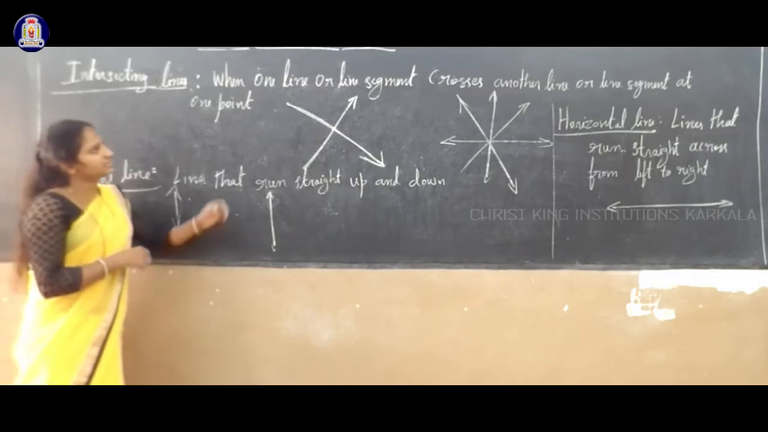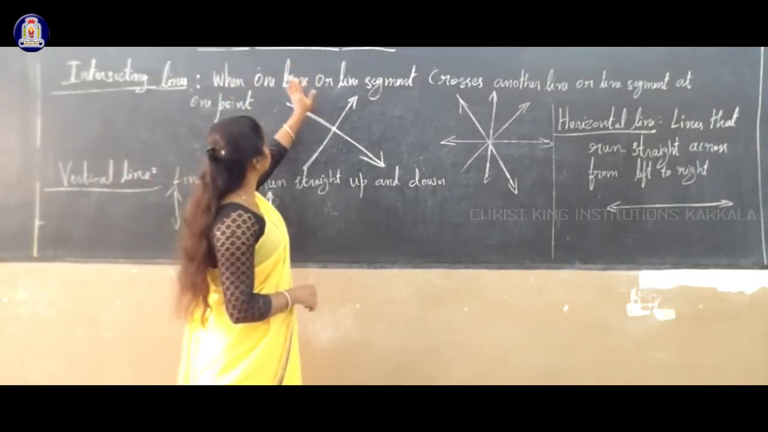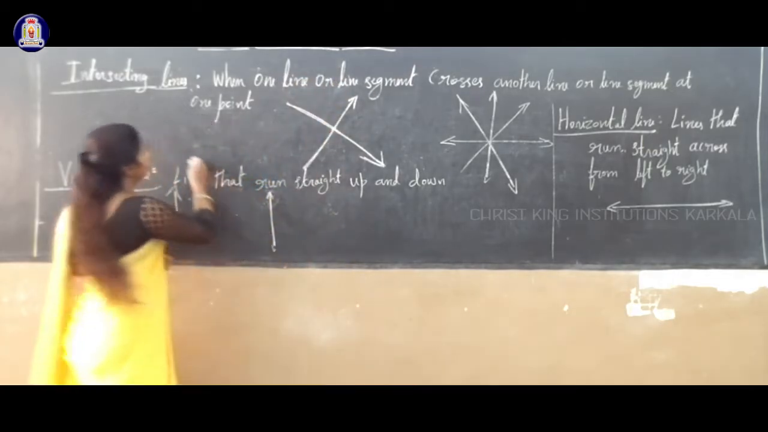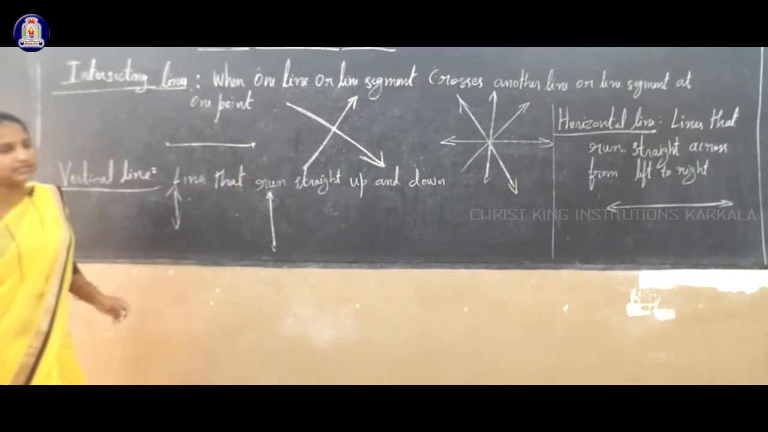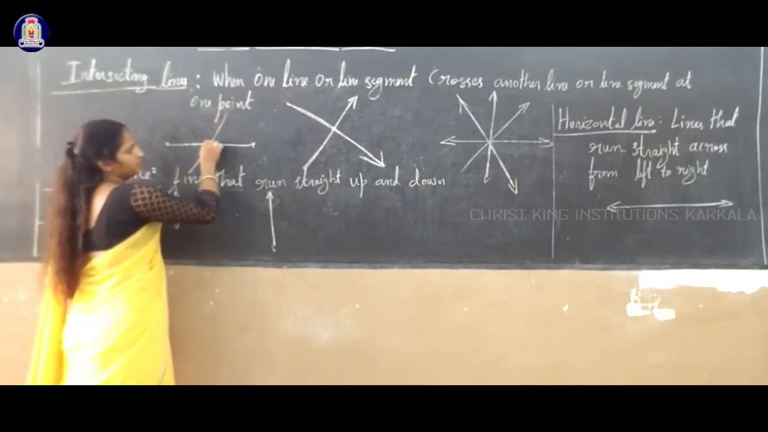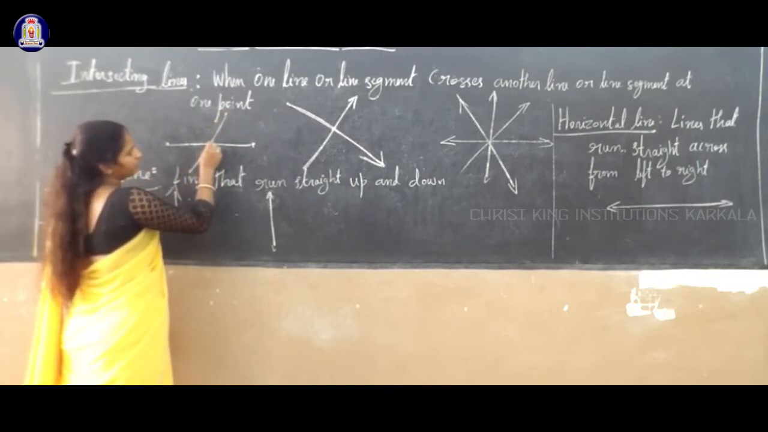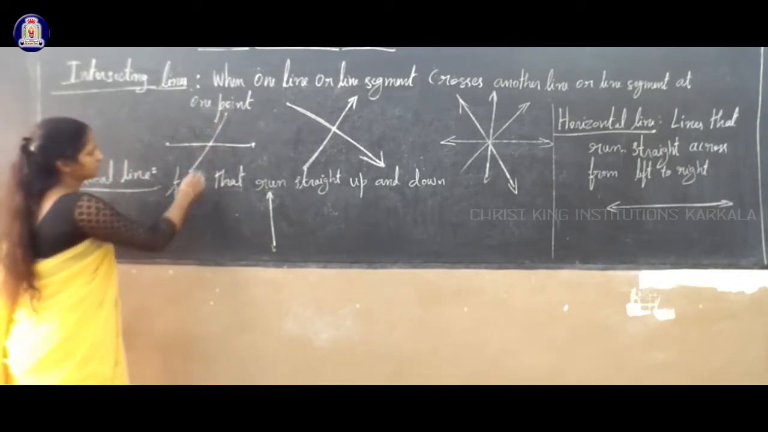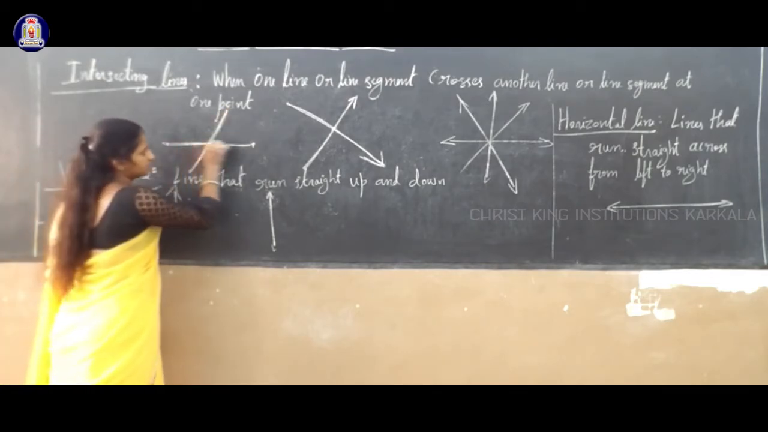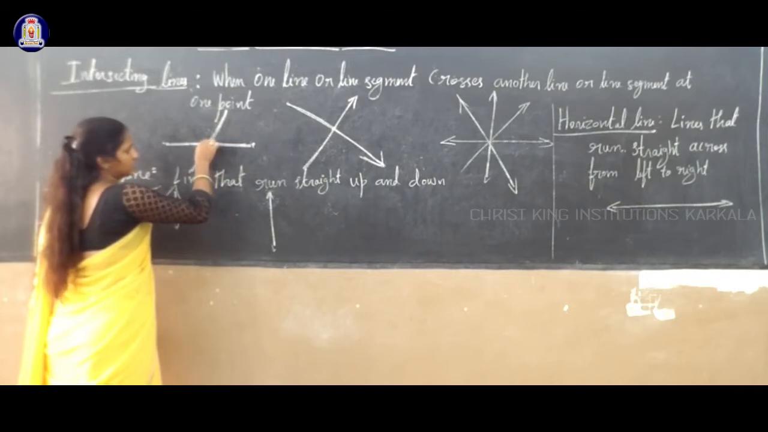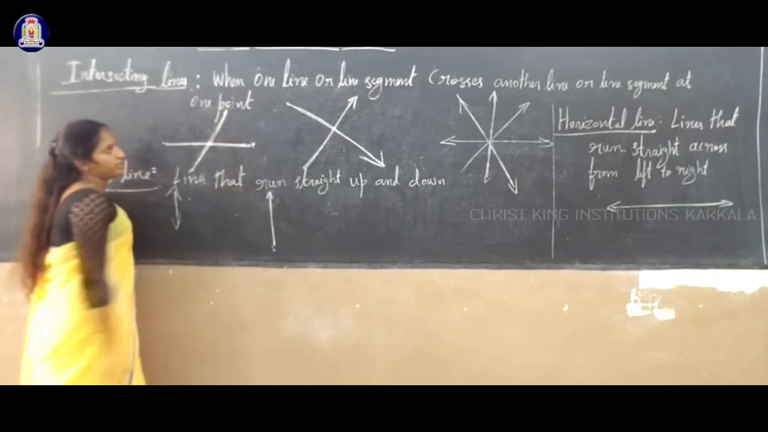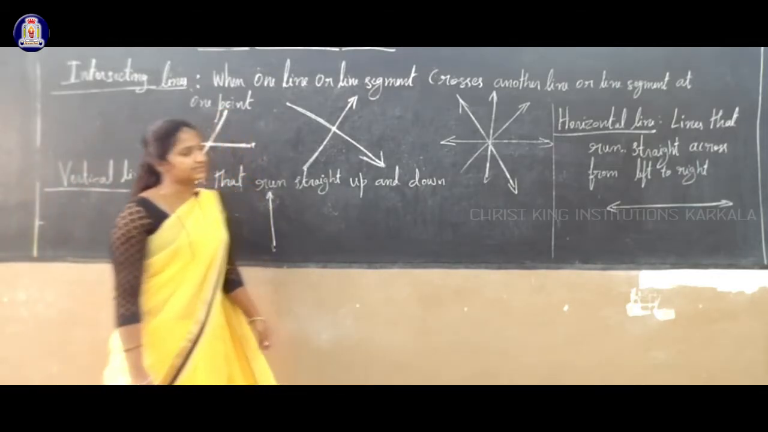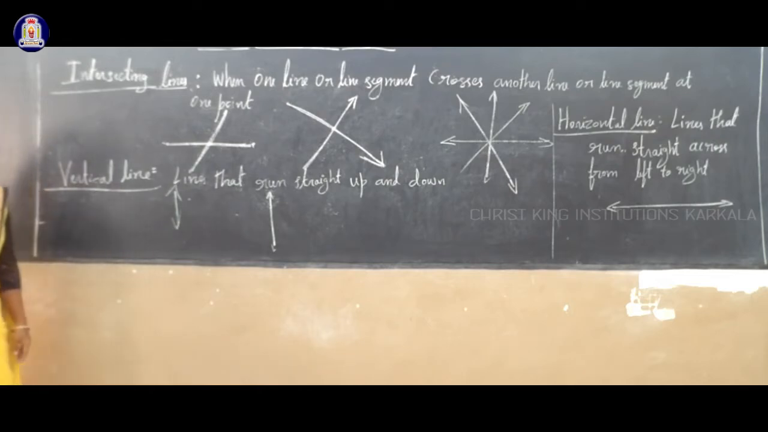Or we can say that when one line segment, you can take any line segment, this is a line segment with two endpoints, crosses another line segment at one fixed point, it will intersect at one point, right? So these two line segments are called intersecting. When one line segment crosses another line segment at one point, this is called intersecting lines.